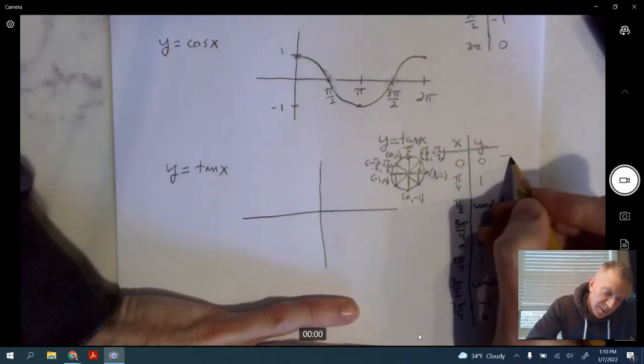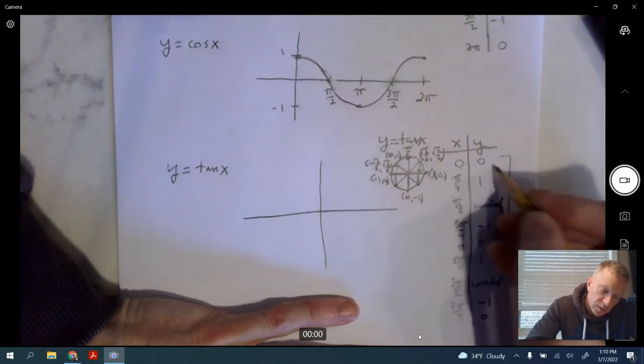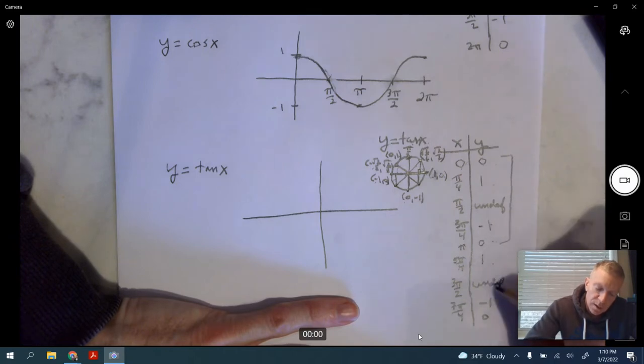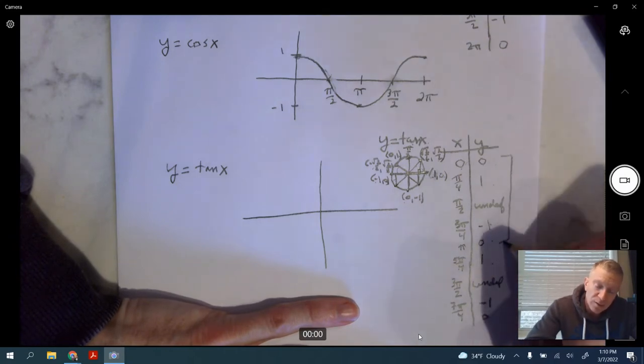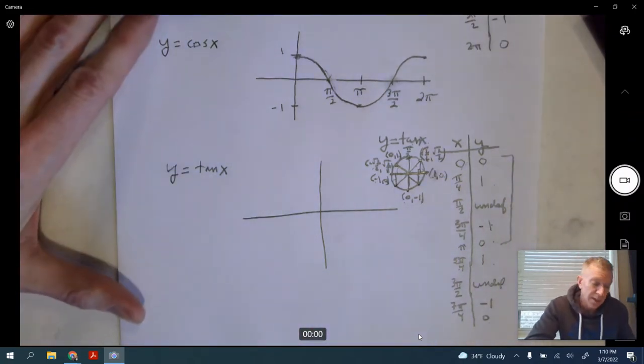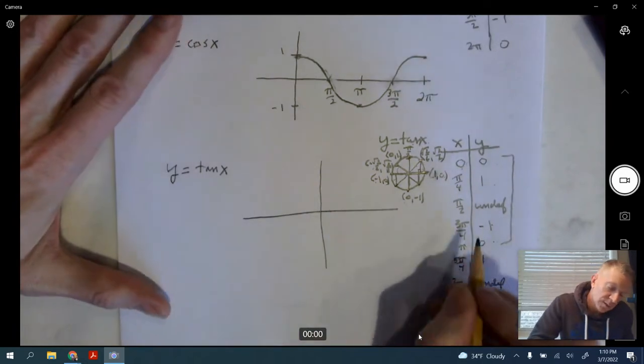So you can see from here to here, you've gone 0, 1, undefined, negative 1, 0, and then it repeats: 0, 1, undefined, negative 1, 0. It only took 0 to pi before it starts repeating. Okay, so your period for the tangent function is only pi instead of 2 pi. Okay, so let's graph this.